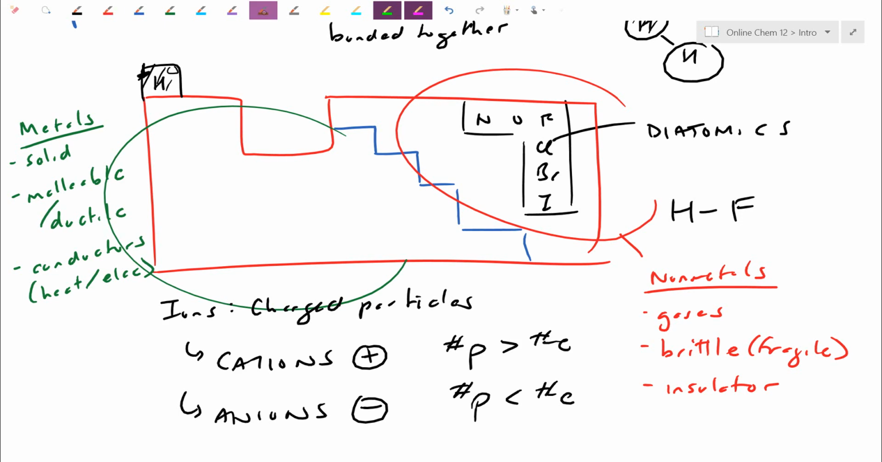We have in the stair step here, we call these ones here metalloids. They sort of have properties of both metals and nonmetals. So they may be malleable, but they may be an insulator, or they may be a good conductor, but they may be gas at room temperature. They sort of have a crisscross in properties.